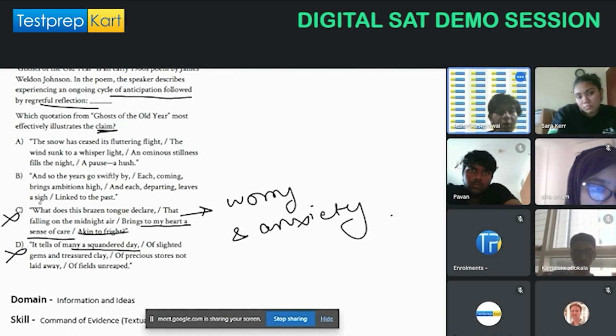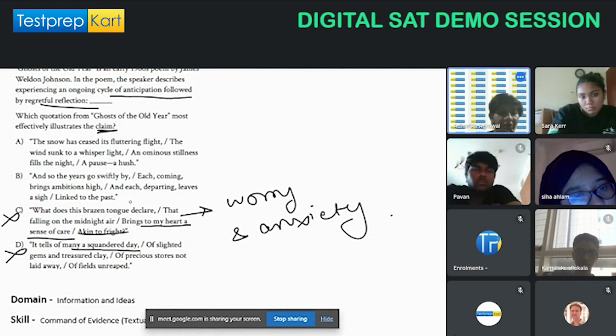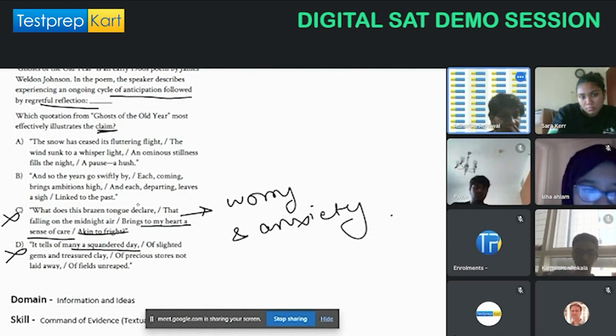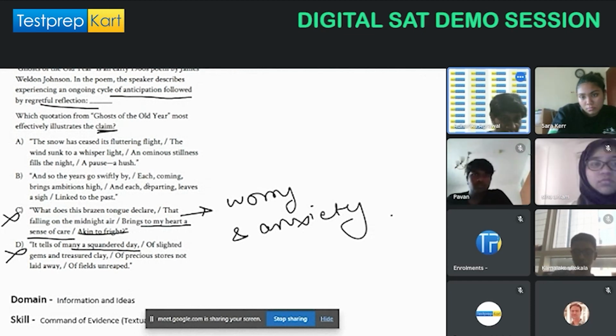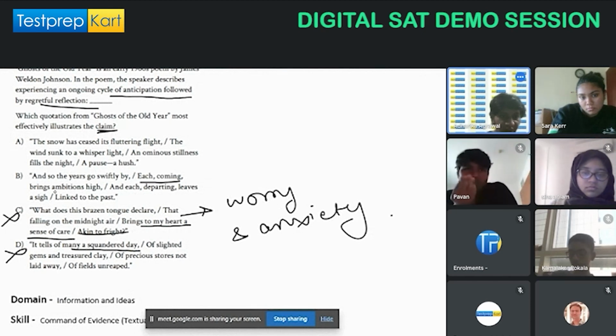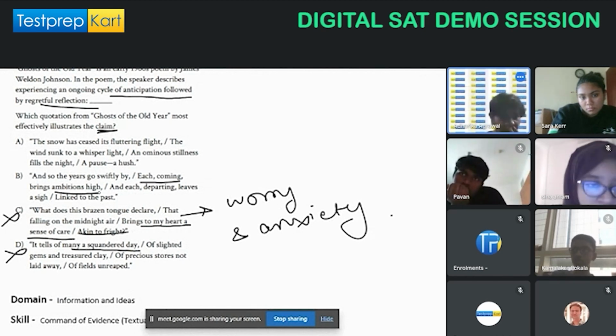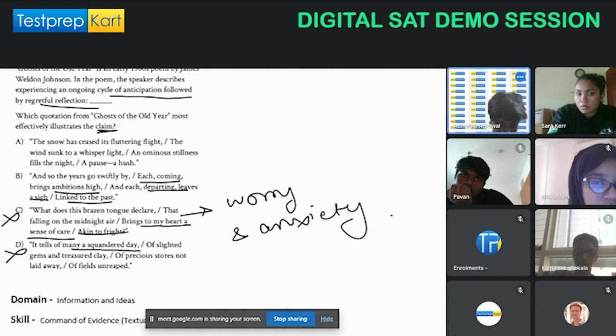Now next one. So the years go swiftly by, each coming brings ambitions high, and each departing leaves a sigh, linked to the past. What does it mean? Each coming brings ambitions high, each departing leaves a sigh. This is a basic thing which I gave a hint. Try to relate with that. And that sigh is also linked to the past. I would go with this option.